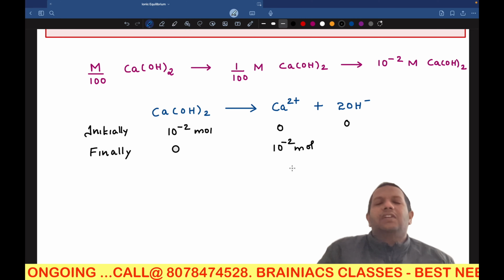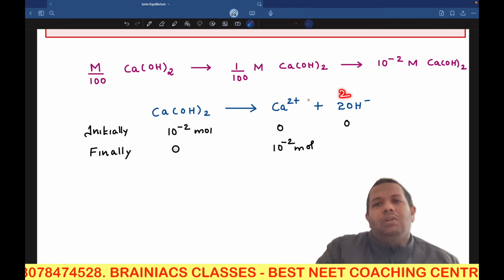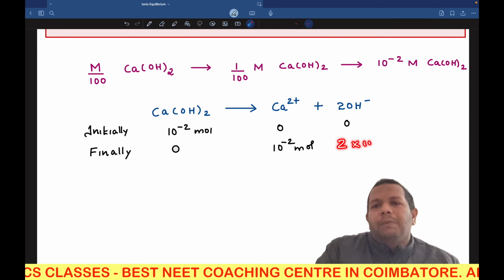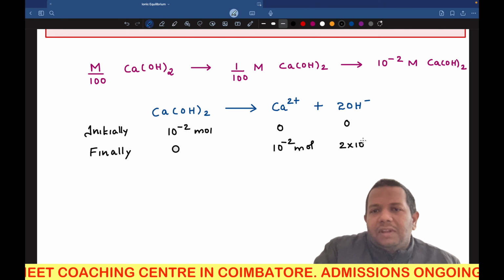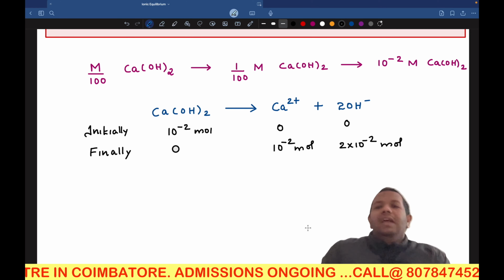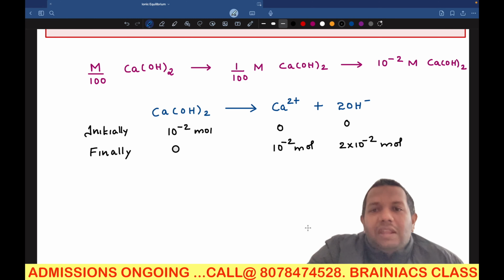But here comes the difference. Why? Because the 1 mole of this can give you 2 mole, 2 times. So 10 power minus 2 mole can give you 2 into 10 power minus 2 mole. So I can write here 2 into 10 power minus 2 mole of OH minus ion. Okay, this is very important because OH minus ion concentration is required for calculating the pOH.